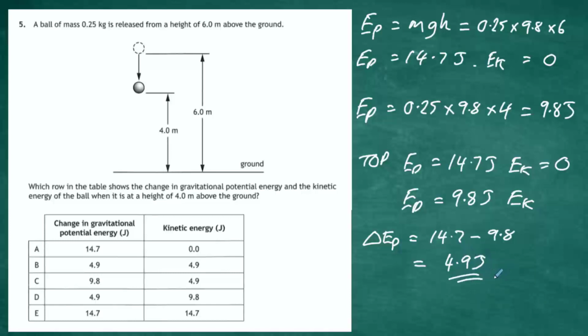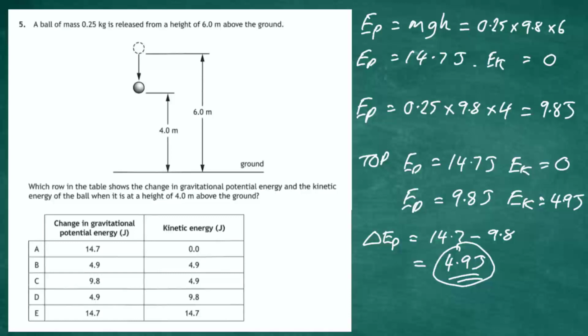So here comes the real answer then. What's happened is that the ball has lost 4.9 joules of potential energy. That's the change in potential energy, 4.9 joules. Where has that energy gone to? It's gone into kinetic energy. So the kinetic energy is 4.9 joules.